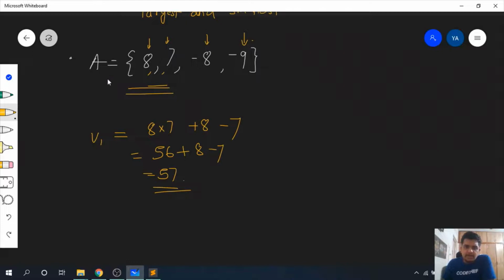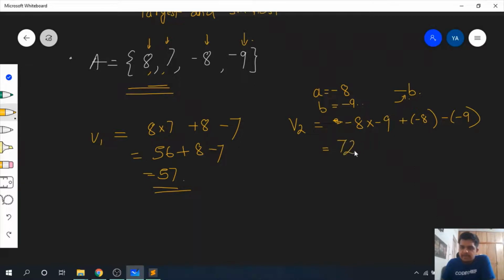Now let us see what will be the value if minus 8 and minus 9 are taken as the two elements. So here V2, obviously A will be equal to minus 8 and B will be equal to minus 9, because we are subtracting B, and so to maximize this value, B should be the greater magnitude element. So here it will be minus 8 into minus 9 plus minus 8 minus of minus 9. So it will be equal to 72 minus 8 plus 9. So the value became 73.